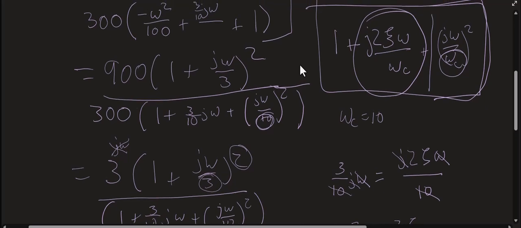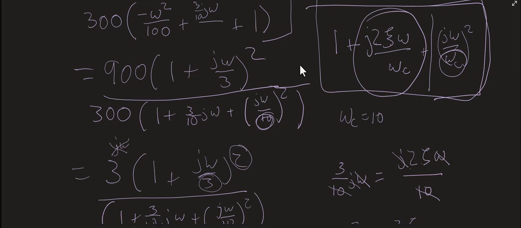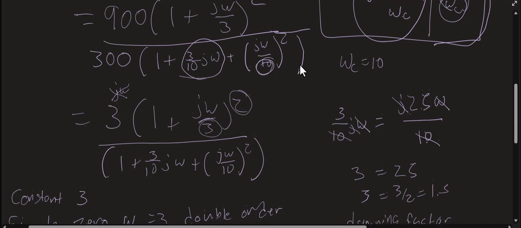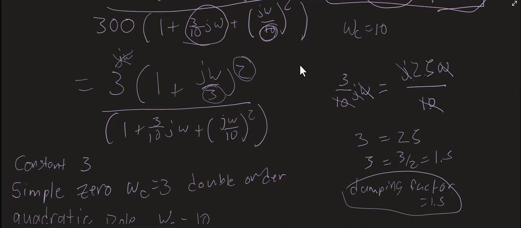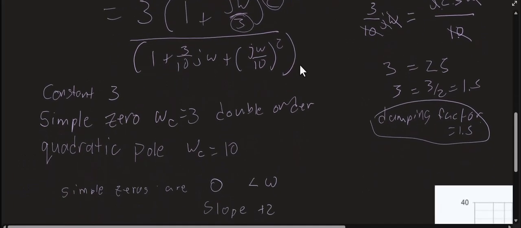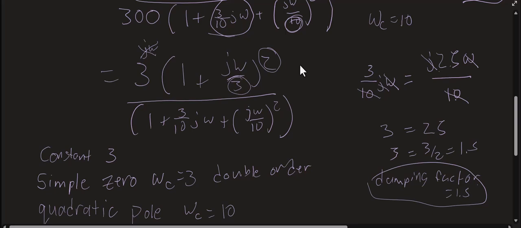So then we took j2 zeta omega over omega c, where omega c was 10, and set it equal to this number that we had here, 3/10 j omega, and we solved for zeta, and we got that the damping factor was 1.5, which you don't actually use in the Bode plot, but it does tell you something about the behavior of the circuit. Then we discovered we had a constant term of 3.